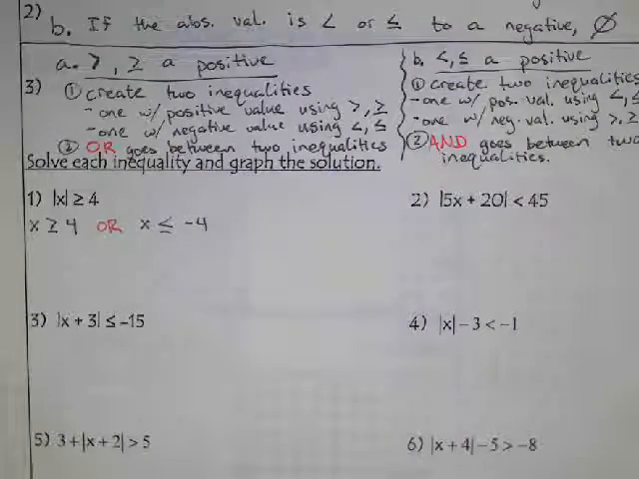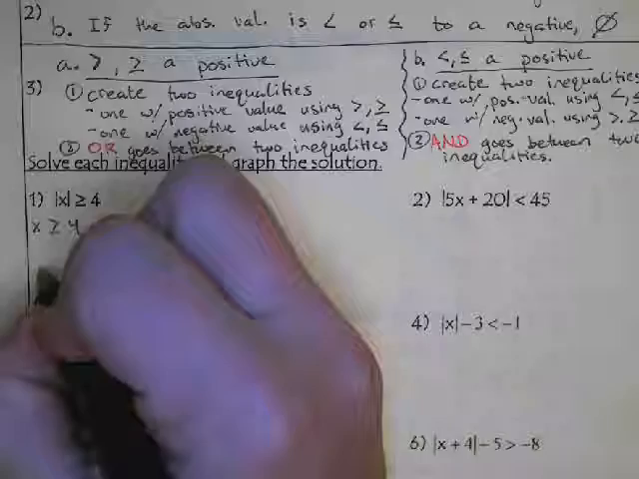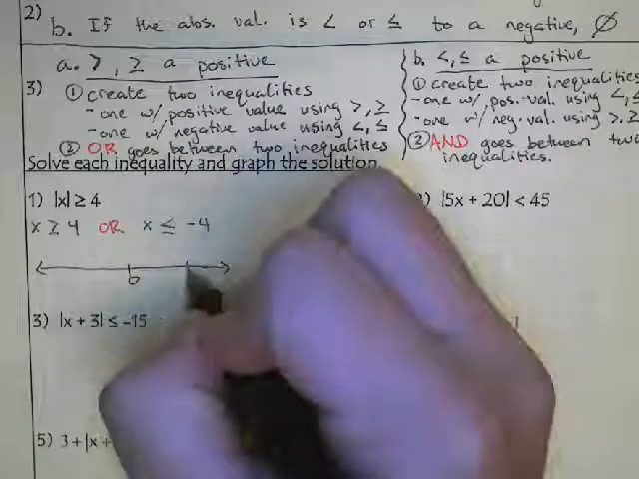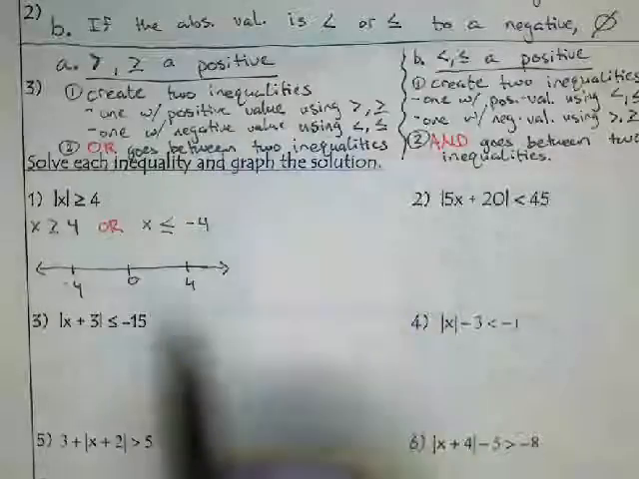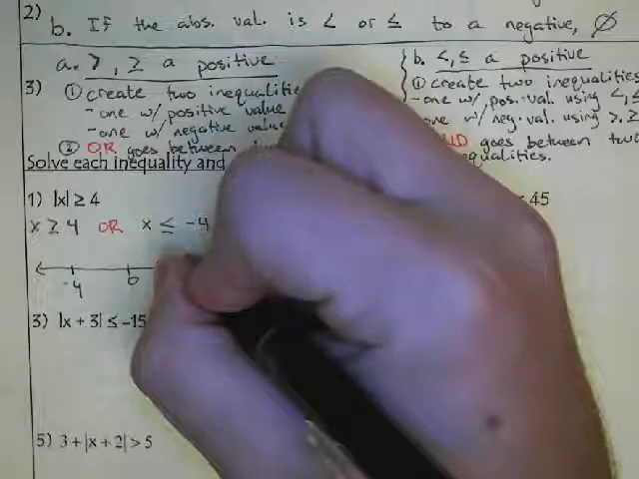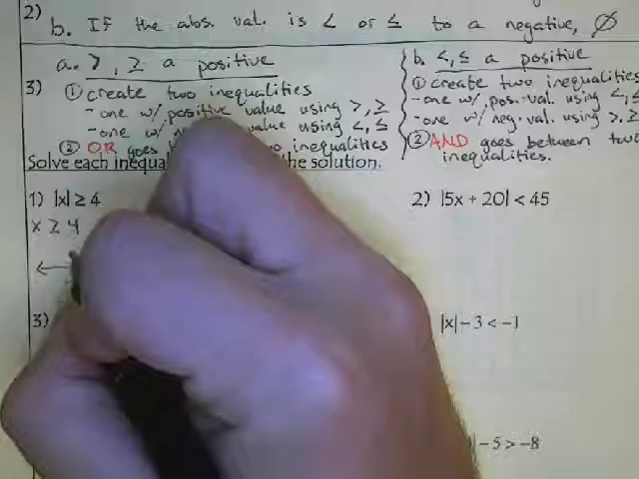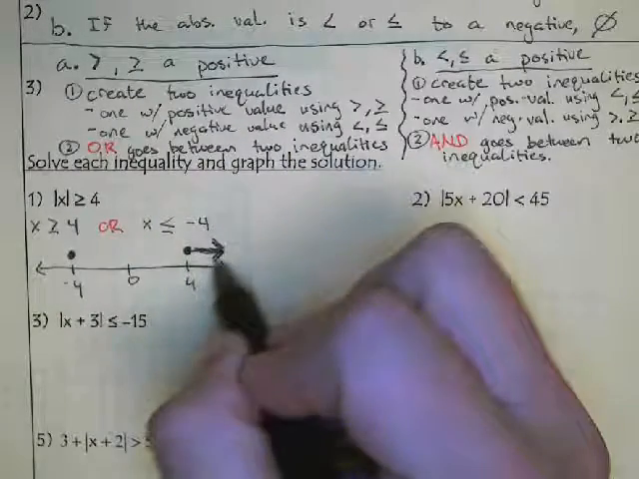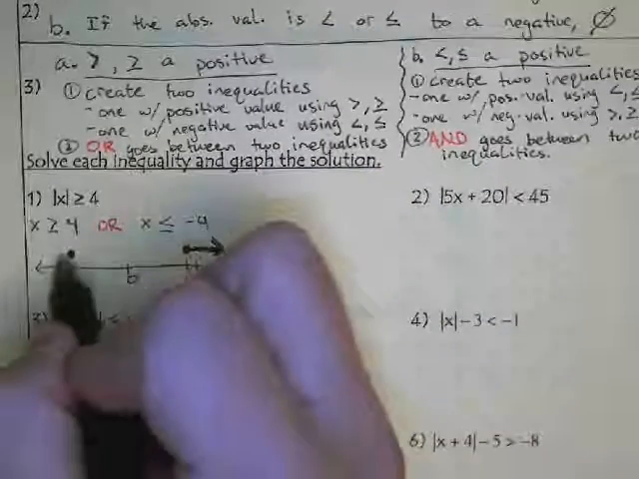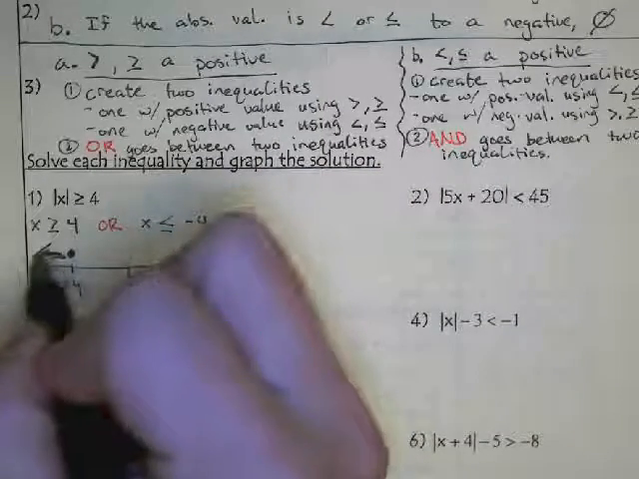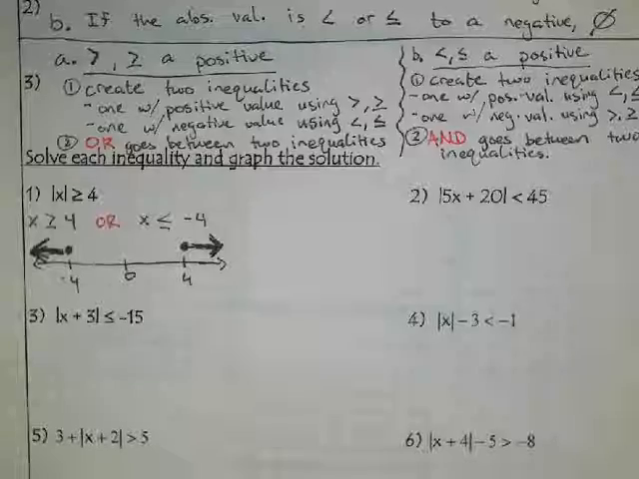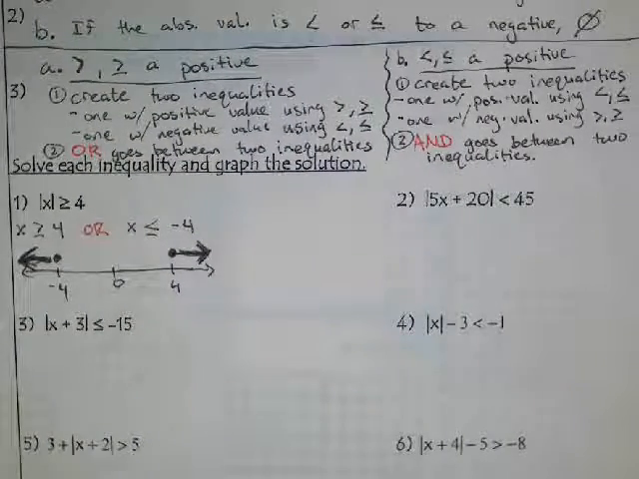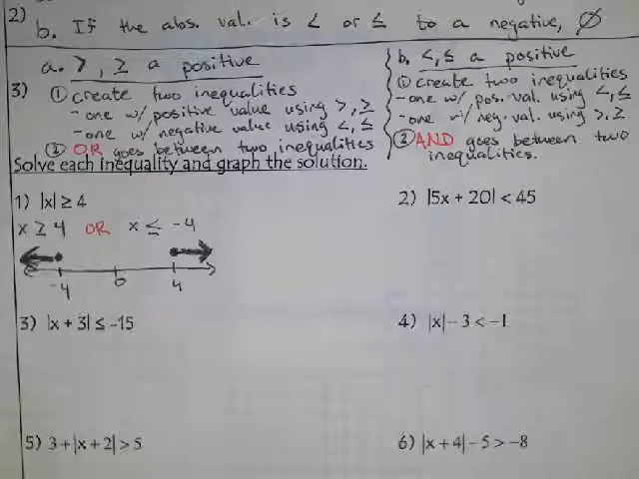Then we'll graph our solution. 0, 4, negative 4. I have lines underneath, so I'll put closed dots at 4 and negative 4, and I want to represent everything that's greater than 4, so we'll shade to the right, and then everything that's less than negative 4, so we'll shade to the left. Looks something like that. Okay, let's look at number 2.